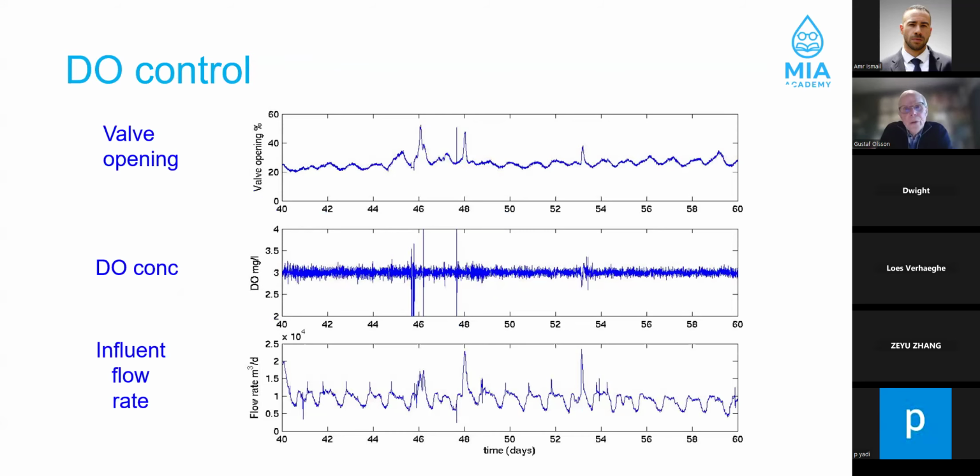And just showing you one insight of a model, what could be a very simple model and still explain quite a lot. This is now the DO concentration being controlled at around 3 milligrams per liter over 20 days.